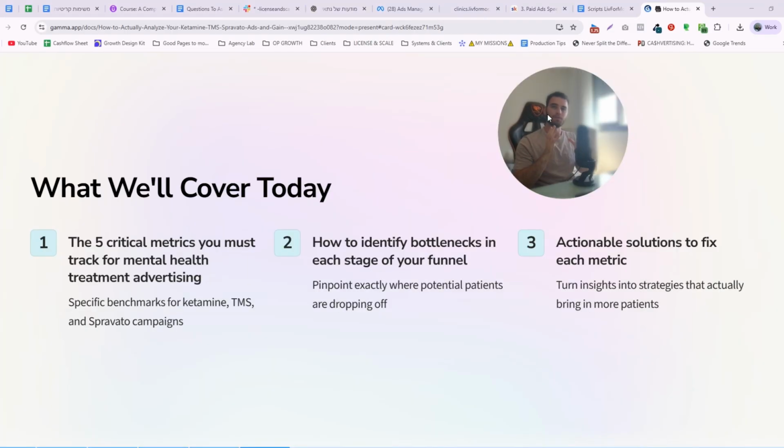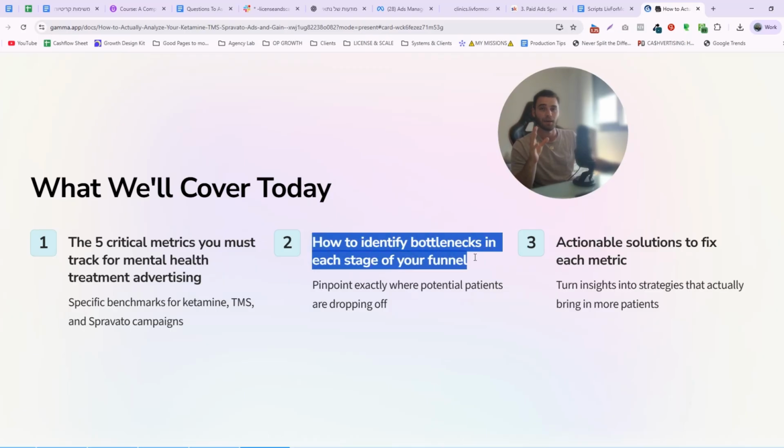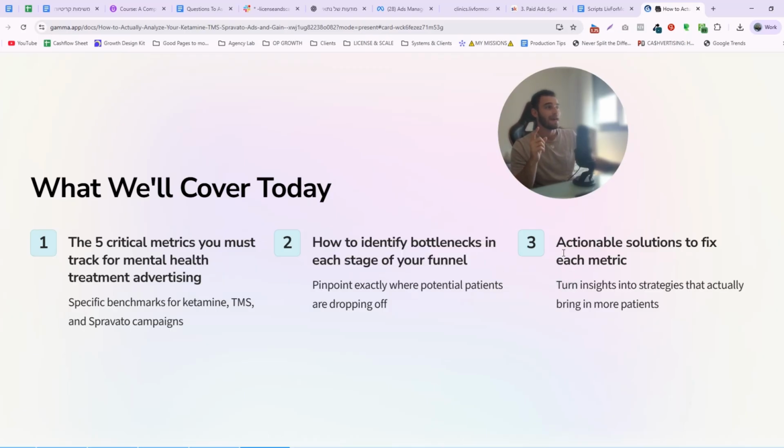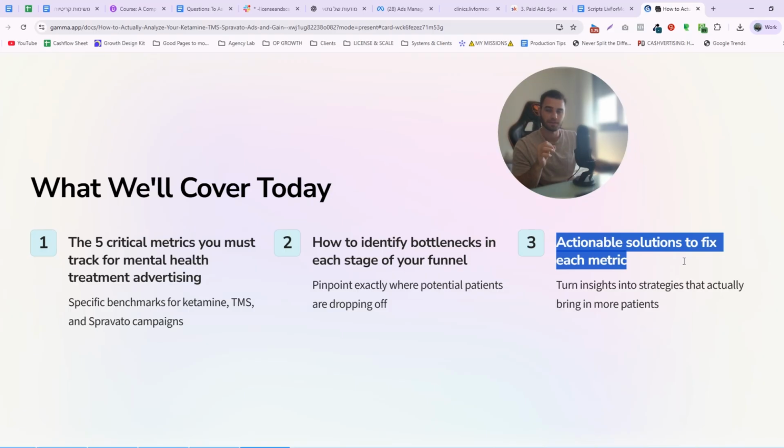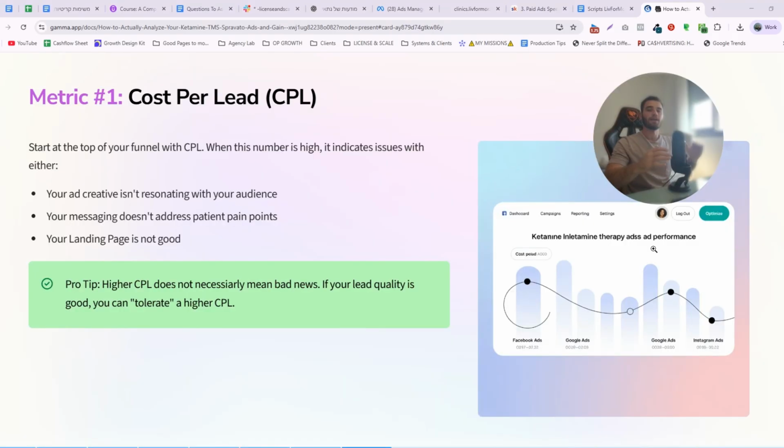Before we dive in, I want to give you some sort of layout so you have clarity as to what we're going to go over. We're going to go over the 5 critical metrics that you must track for your clinic. We are going to see how to identify bottlenecks in each and every step of the funnel, and we're going to give you an actionable solution to fix each metric. So let's go. Okay, so we're going to start from the top and go to the bottom, from the start of the marketing funnel, and then go down to the deepest metrics, which are closes and actually bringing in patients.